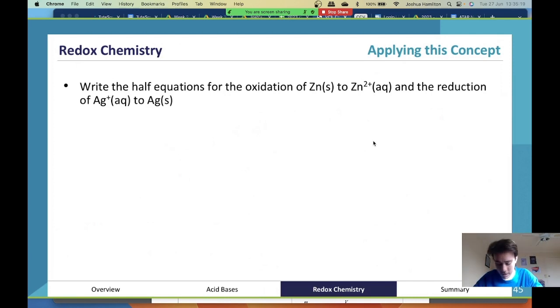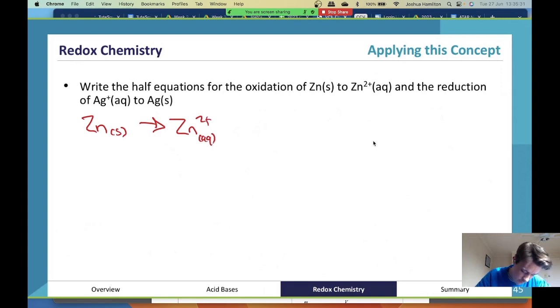So I could go ahead and do this because they're fairly straightforward concepts. We have zinc solid, and it's going to zinc 2+ aqueous. So where do I balance? Well, this is +2 and this is 0, so I'm going to add 2 electrons here. So what have we got? It's losing electrons, therefore this is oxidation.